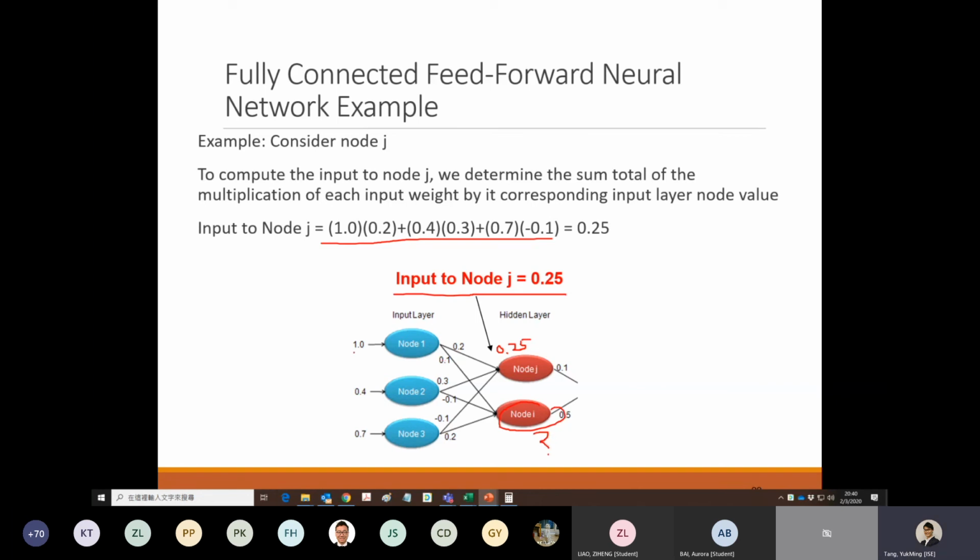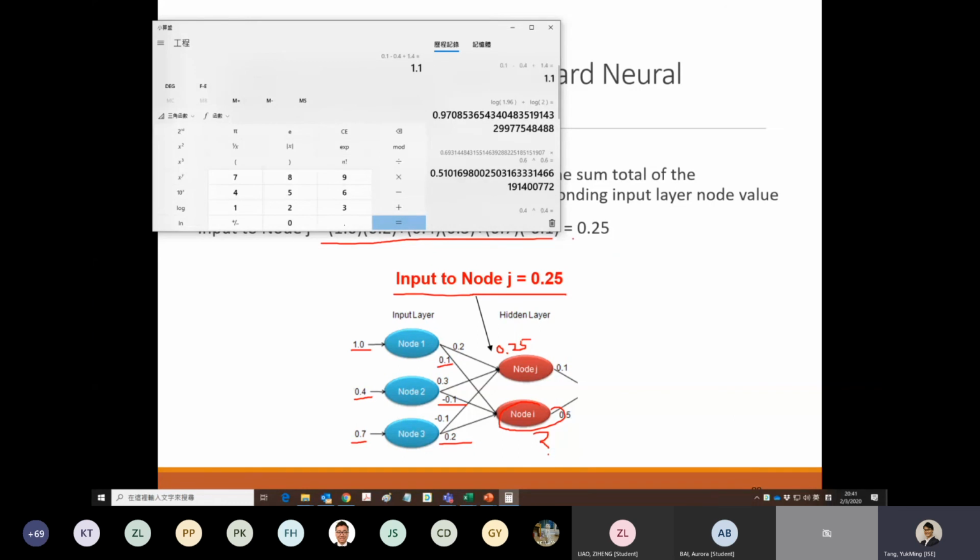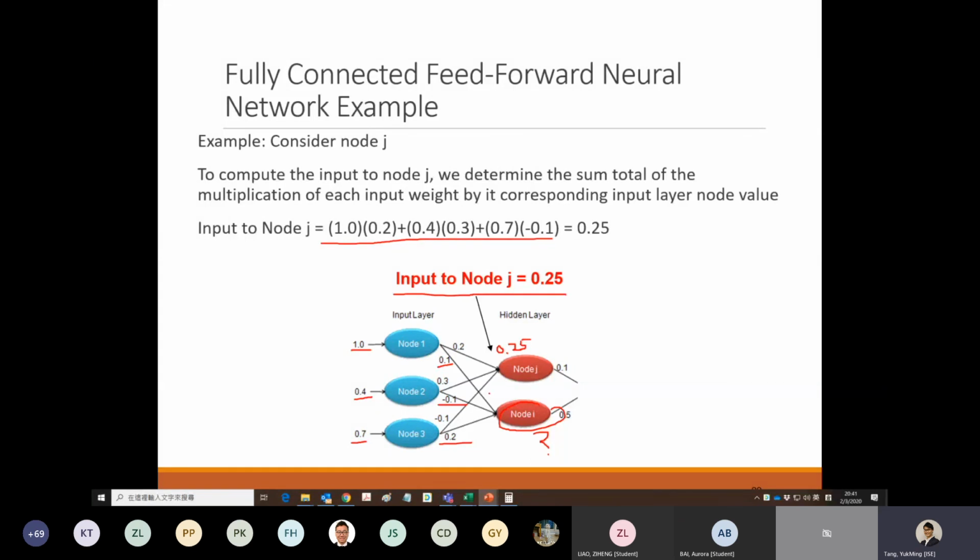Similarly, 1 times 0.1 plus 0.4 times minus 0.1 plus 0.7 times 0.2. We're using the calculator. 0.1 minus 0.4 plus 1.4, which is equal to 1.1. So the input for the loop I is equal to 1.1. The input for the loop J is 0.25, and the input for the loop I is 1.1.